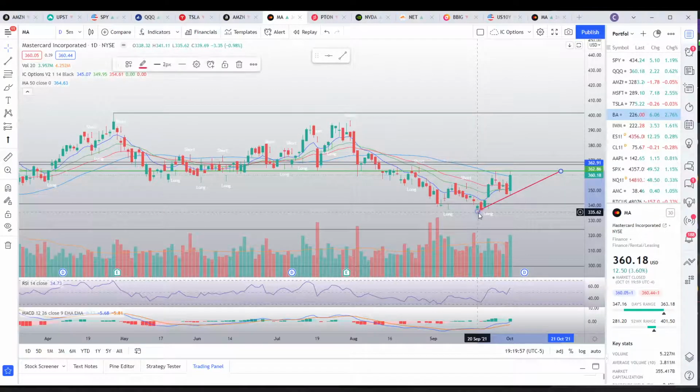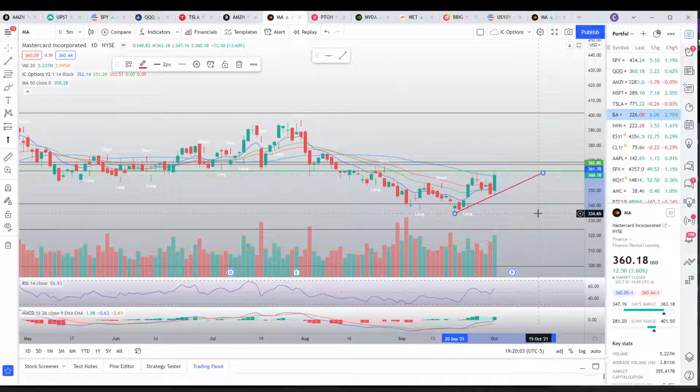And this is where I told you guys, hey, this is long. If you want to get into Mastercard right now, this is long. Do you guys remember that on Friday? I mentioned that. Yes. So this was the reason, because it kept bouncing on this trend line right here. So that's the other thing you want to look at.